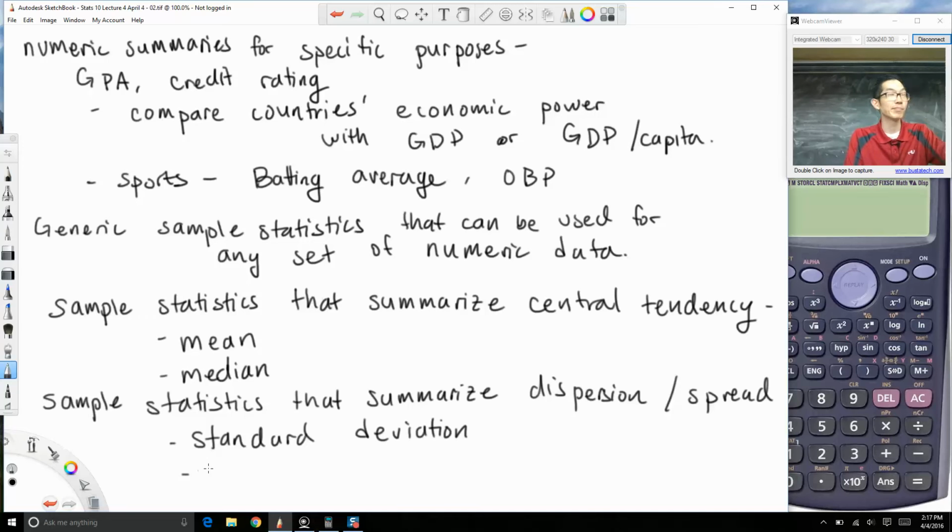or the interquartile range, the IQR. Okay, so these other ones, GPA, credit rating, are specific purpose-built numeric summaries. These other ones, mean, median, standard deviation, IQR, are generic. They're still very useful, and they're useful for any numeric set of data that we have.